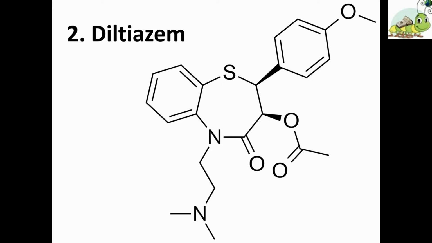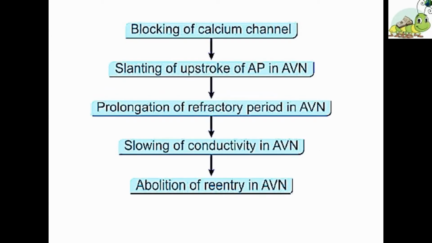The antiarrhythmic actions and uses of diltiazem are similar to those of verapamil. Diltiazem is effective in controlling the ventricular rate in patients with atrial flutter or atrial fibrillation. So, we will discuss the pharmacological effects combined for both drugs.